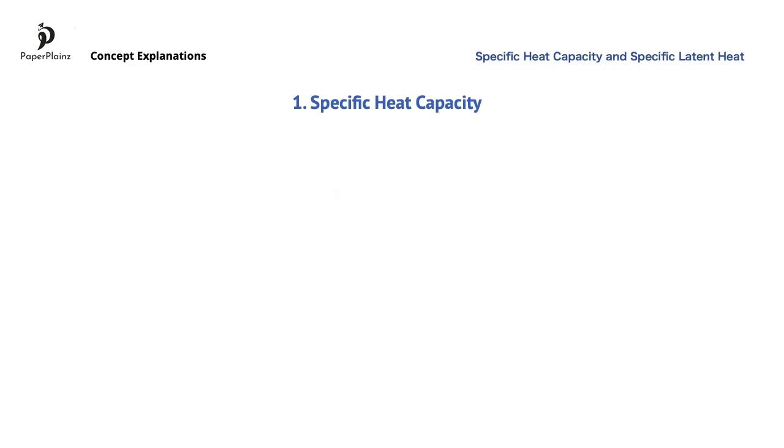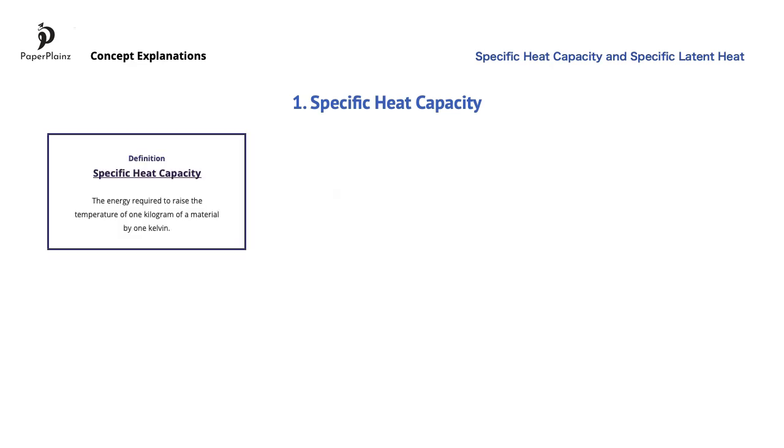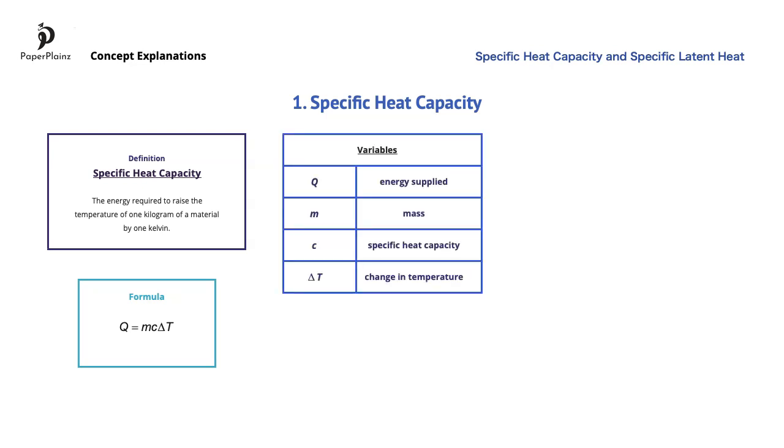Specific heat capacity is defined as the energy required to raise the temperature of 1 kilogram of a material by 1 Kelvin. Since the change of 1 Kelvin is equal to a change of 1 Celsius, we could replace Kelvin here by degrees Celsius. Here is the formula that includes specific heat capacity, and here are the variables in this formula. When we rearrange this equation for C, we get Q over m times delta T. From this it follows that the unit of specific heat capacity is joules per kilogram per Kelvin.